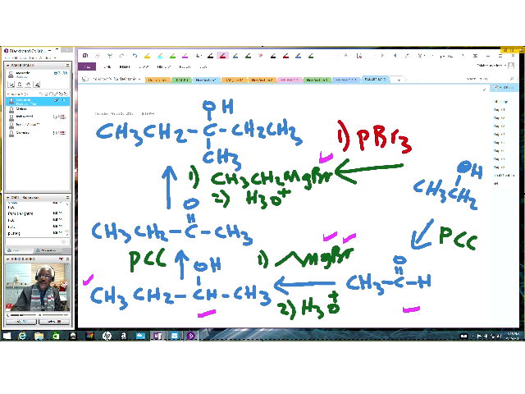Step 1, and then after that, you do your Grignard. Okay, and that's how we form the Grignard. So now we've basically finished everything. Let us see how many steps we have used here.